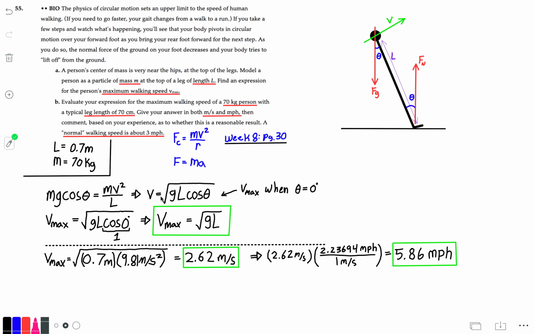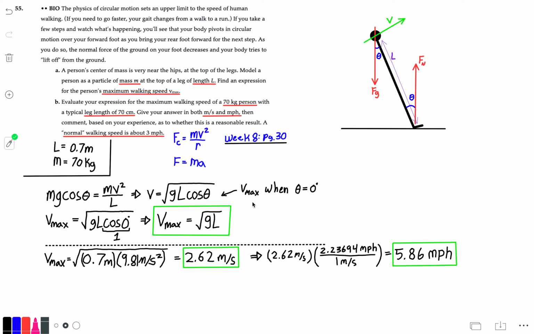From here, we can solve for velocity, which we will eventually solve for as Vmax. We can go ahead and cancel out the m's here. Our velocity is going to be maximum when theta is equal to 0, so when the leg is straight up and down. And so our maximum velocity will be equal to the square root of g times L.